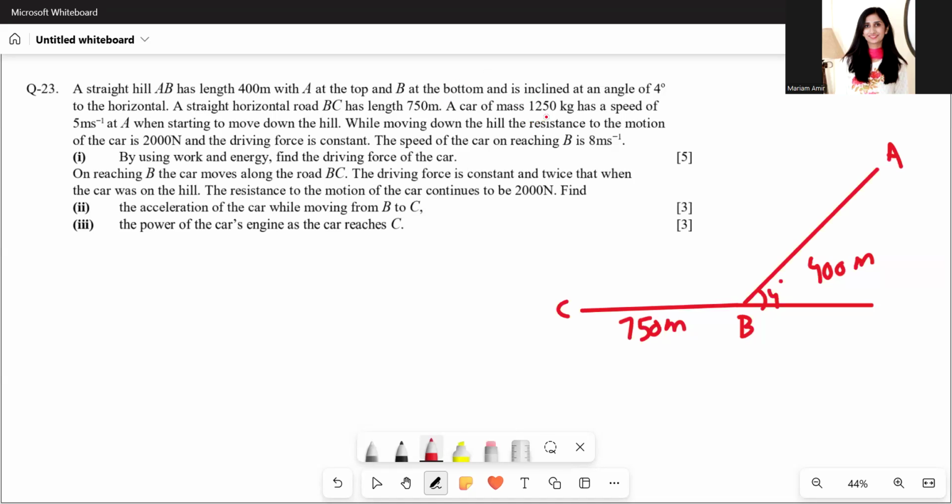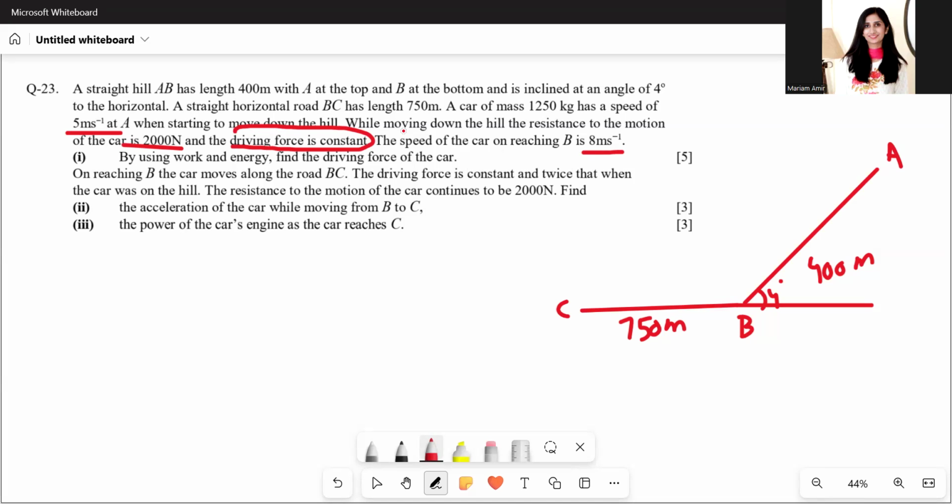A car of mass 1250 kg has a speed of 5 meters per second at A when starting to move down the hill. While moving down the hill, the resistance to the motion of the car is 2000 Newton and the driving force is constant. Constant driving force means you could use equations of motion here, by the way. The speed of the car on reaching B is 8. Using work energy, find the driving force of the car.